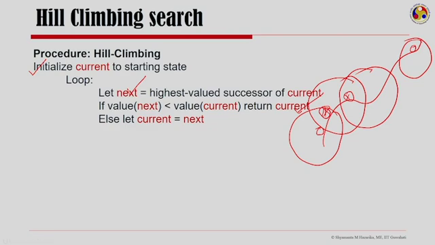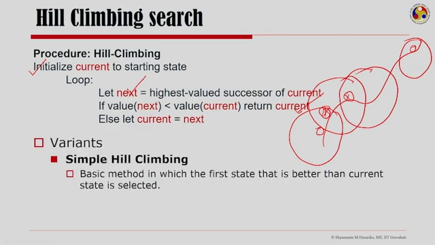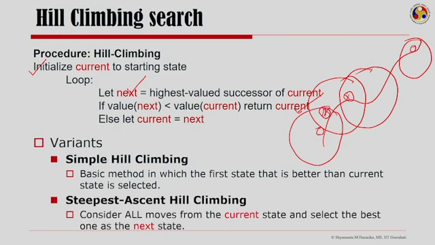But is it that simple? We will look at it in a minute. There are variants to the hill climbing algorithm. Simple hill climbing is a basic method in which the first state that is better than the current state is selected, as I was trying to explain. The other is called steepest ascent hill climbing, where we consider all moves from the current state and select the best one as the next state.